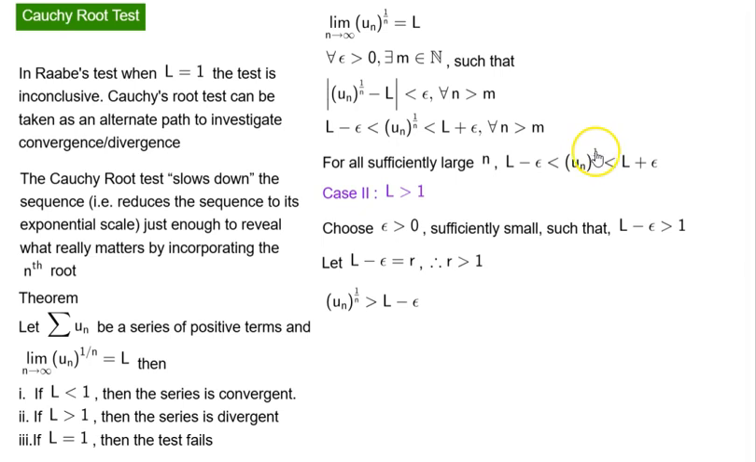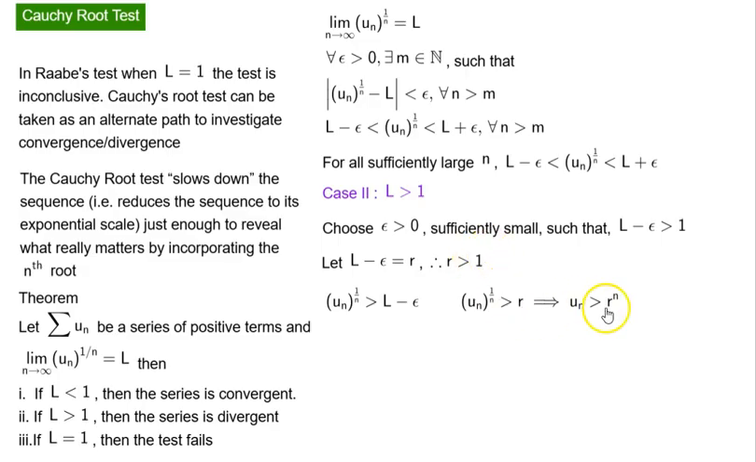U sub n to the power of 1 by n is greater than L minus epsilon. Reversing this, we get this. L minus epsilon is nothing but R. So, U sub n to the power of 1 by n is greater than R, which implies, by taking the nth power on both sides, we get U sub n is greater than R to the power of n.